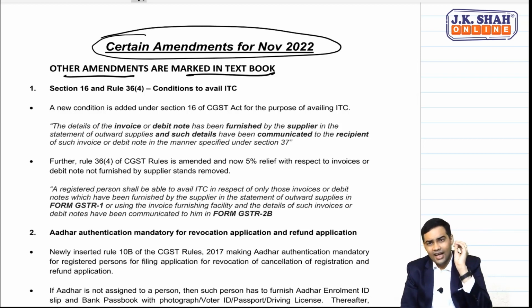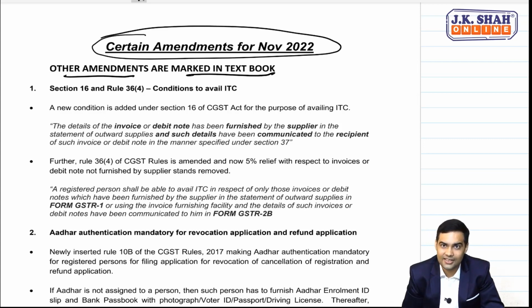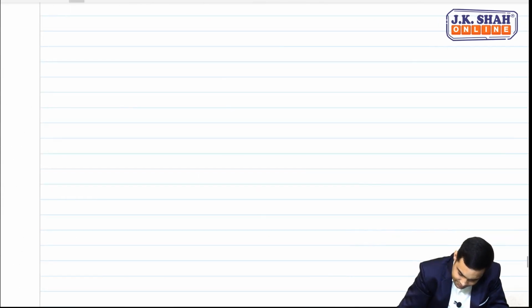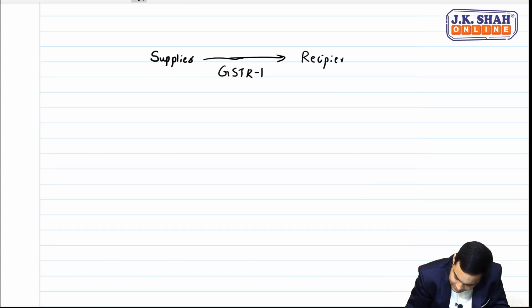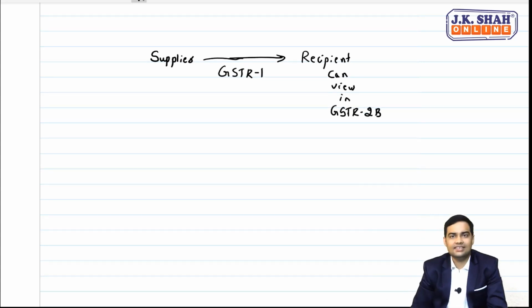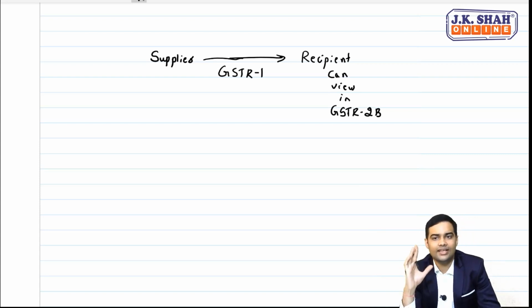Now, small yet significant, good for you, but for the industry, it is causing a lot of difficulty. Let me give you a background. Supplier furnishes GSTR-1. People, the moment supplier furnishes GSTR-1, the recipient, if he is a registered person, can view it in GSTR-2B. Agreed, people? Supplier furnishes GSTR-1, the recipient can view it in GSTR-2B.